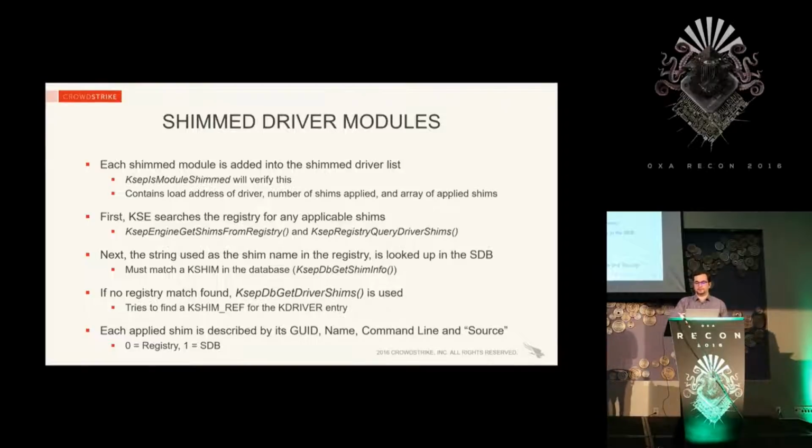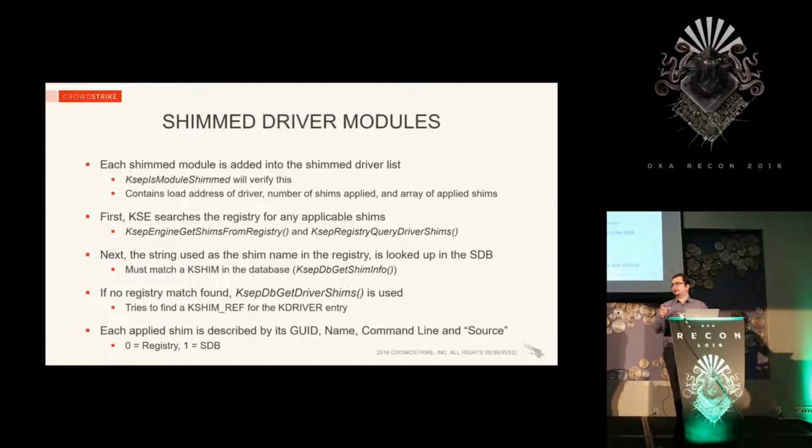So if you're not already shimmed, then we're going to search the registry to see if there's any applicable shims for your driver. And we're going to see how the registry basically allows you to shim a driver. So this happens with KseEngineGetShimsFromRegistry and KsepRegistryQueryDriverShims. Now, if the registry says that you have a shim called foobar registered for this driver, we're going to look in the SDB, in the database: is there a shim called foobar? So the database actually has to define all possible shims.